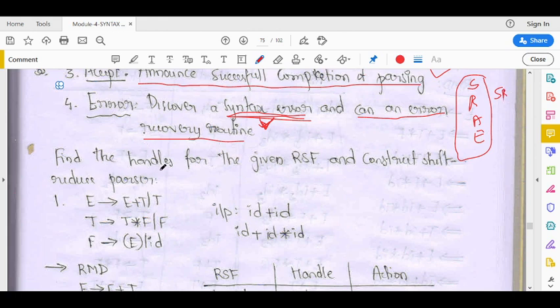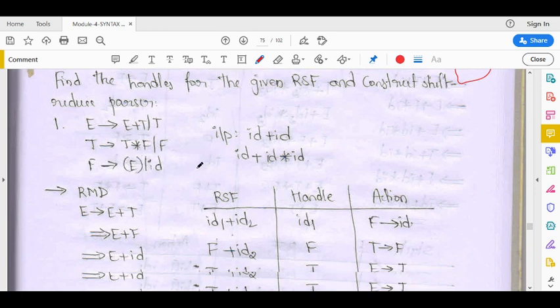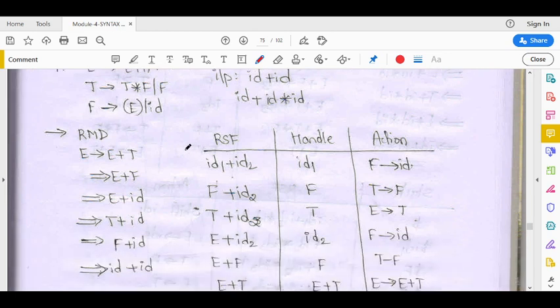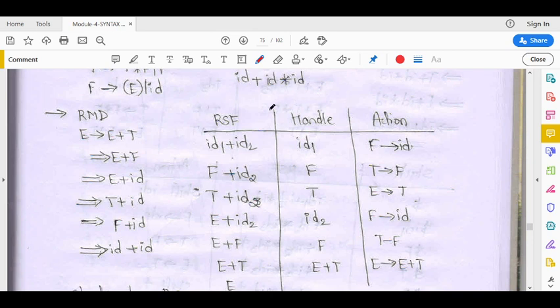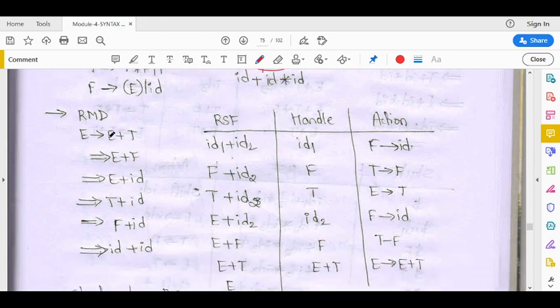So find the handles for the given reduce shift function and construct a shift reduce parser. I have the productions: E tends to E plus T or T, T tends to T star F or F, and F tends to within brackets E or ID. So here we are reducing. What is the input? Input is ID plus ID, right? So it is ID1 and ID2. So my input is basically ID1 plus ID2. So what do we do? E tends to E plus T.